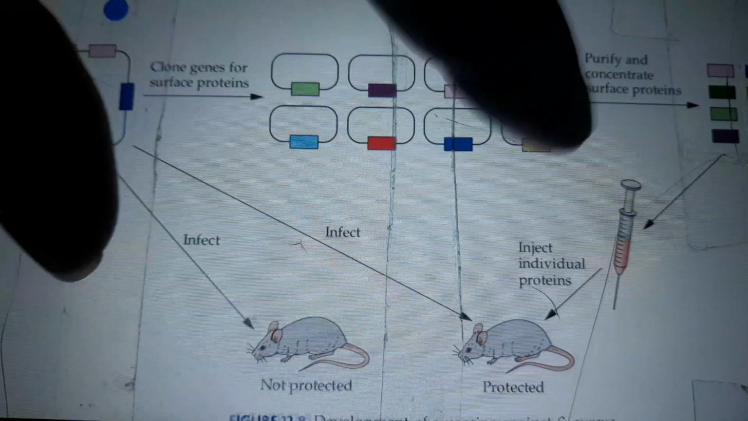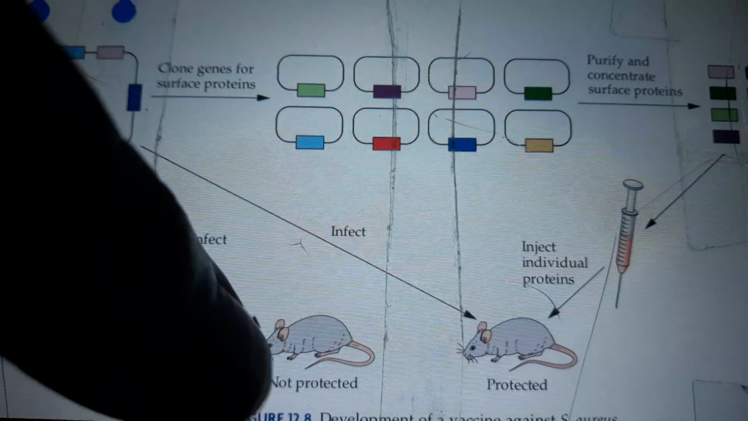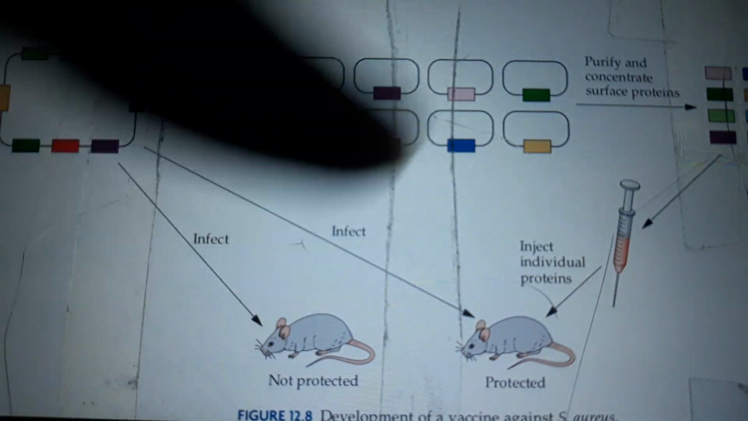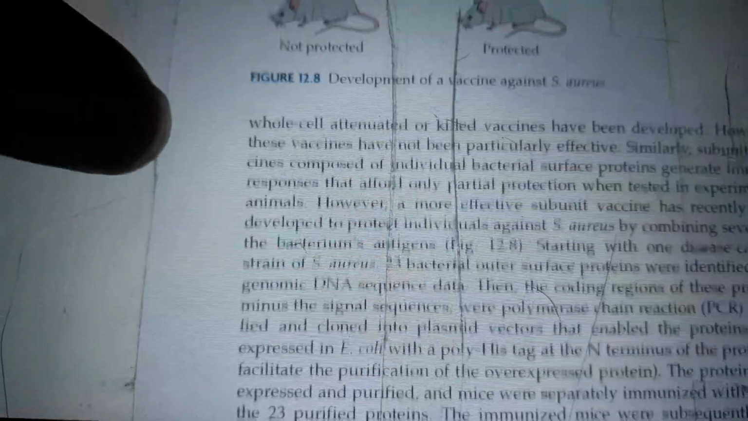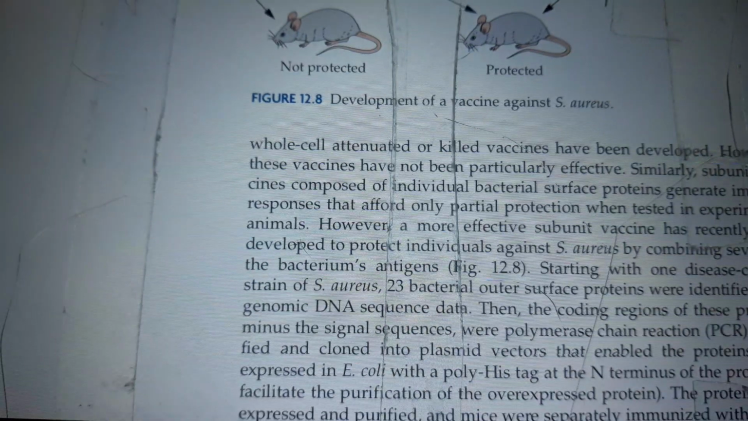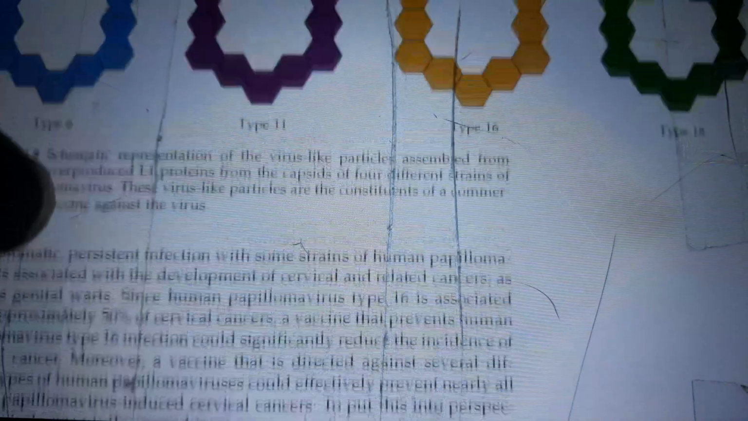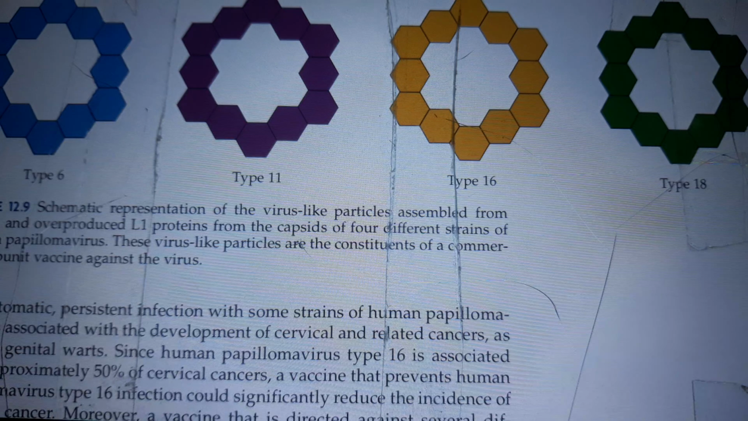Infected mice, both are infected mice. One is not protected. The protected one has been injected with individual proteins, right? So the development of a vaccine against Staphylococcus aureus. The next is figure 12.9, which is a schematic representation of the virus-like particles assembled from cloned and overproduced L1 proteins from the capsids of 4 different strains of human papillomavirus. These virus-like particles are the constituents of a commercial subunit vaccine against the virus.